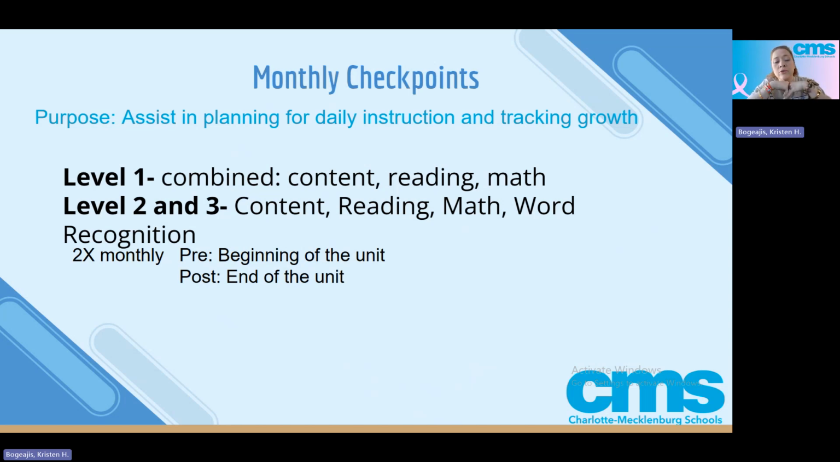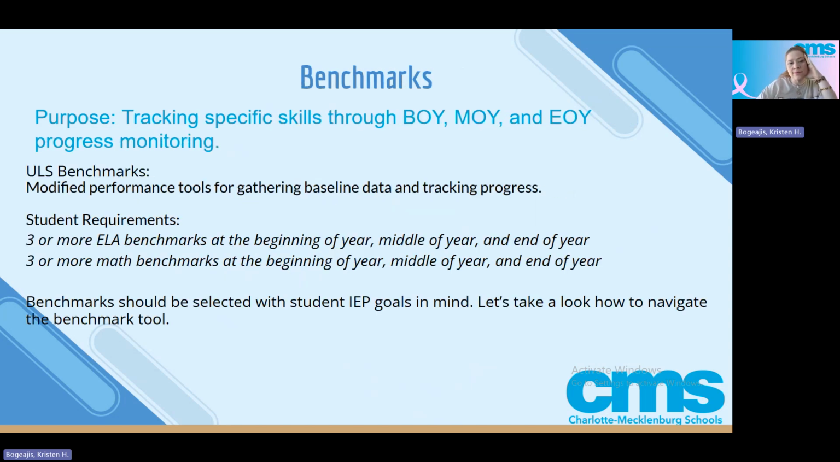You are just required to do two times per month, a pre-test and a post-test. If you're doing level 1, it's just one assessment, right? So you're going to do one at the beginning of the month, one at the end of the month, and it's going to be that combined content. If you're doing level 2, we want you to use your best judgment on this, but at least be doing the reading and the math, right? You can do content and you can do word recognition, absolutely. But we want at least the reading and the math to be done for our level 2s and our level 3s. So that is that expectation for the checkpoints.